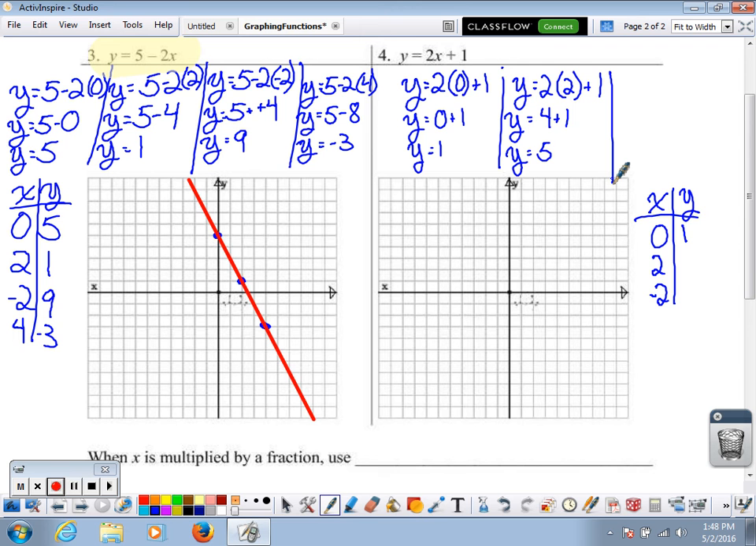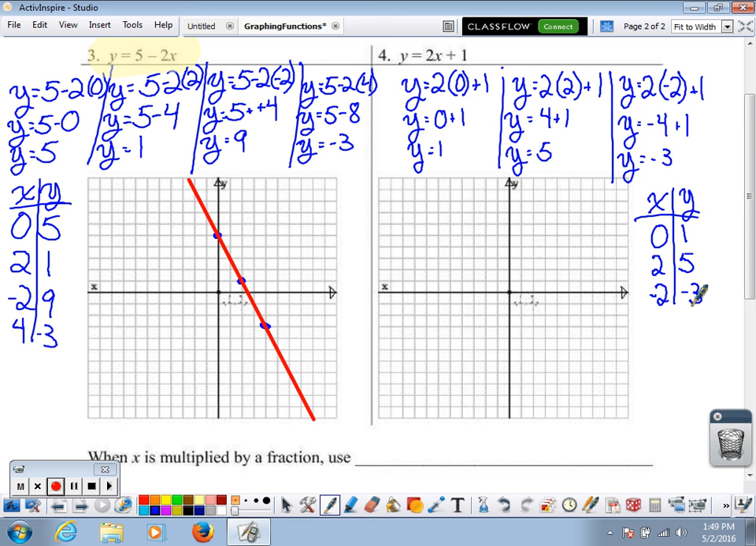And then, I haven't heard much from Crystal. What now? Great. Keep going. Y equals negative 3. So when x is 2, my y is 5. And when x is negative 2, my y is negative 3.